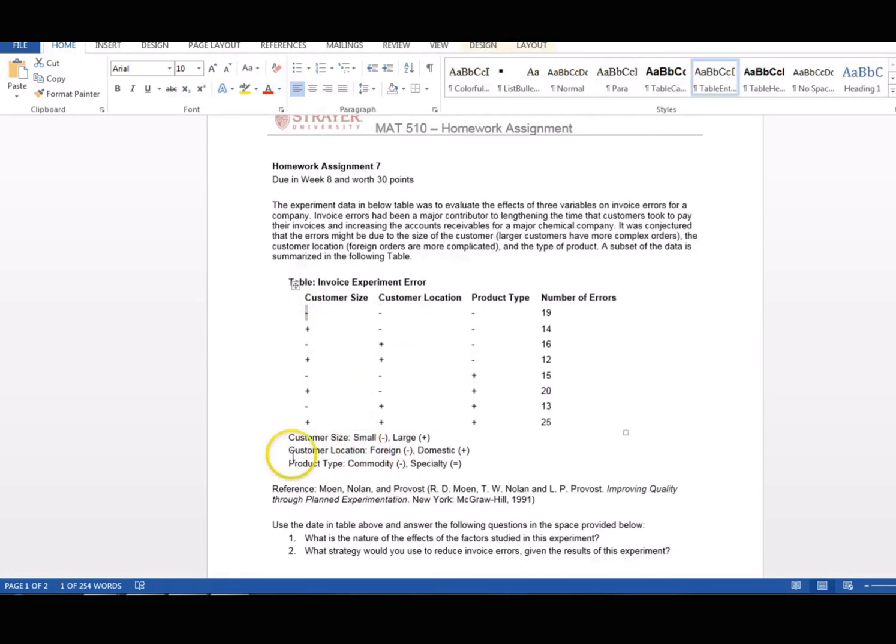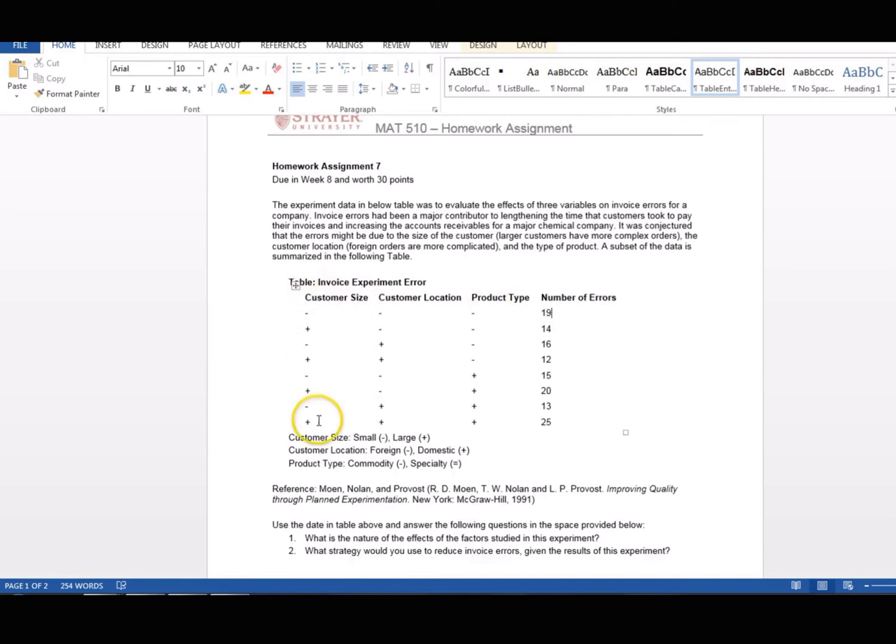If I look at the customer location, this is this line right here. According to this, the negative is foreign. So right now I have a small foreign, and then in this case another negative denotes commodity. So a small foreign commodity. And the number of errors in this case is 19 when you have this combination of qualities.